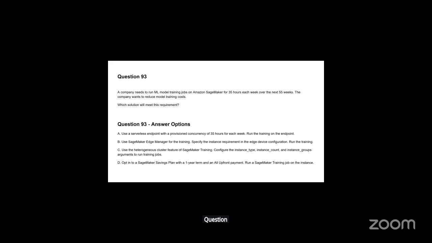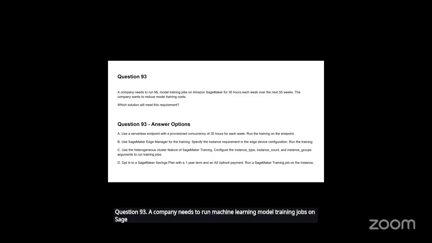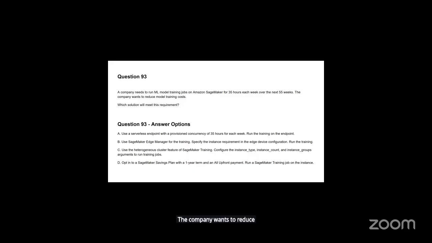Question 93. The company needs to run machine learning model training jobs on SageMaker for 5 hours a week over the next 55 weeks. The company wants to reduce model training costs. What solution will meet this requirement? What are the options?